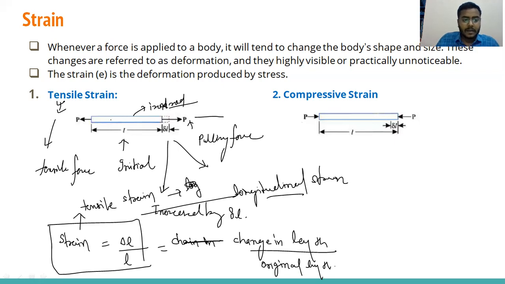When we calculate strain in this vertical direction, say this is the length and suppose this is the diameter, then the strain we calculate is delta D divided by D, meaning change in diameter divided by original diameter. This is called lateral strain. We can call it lateral strain, right?